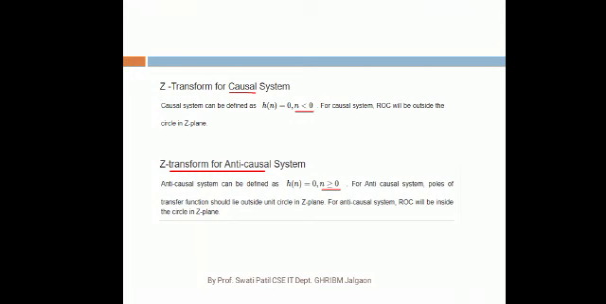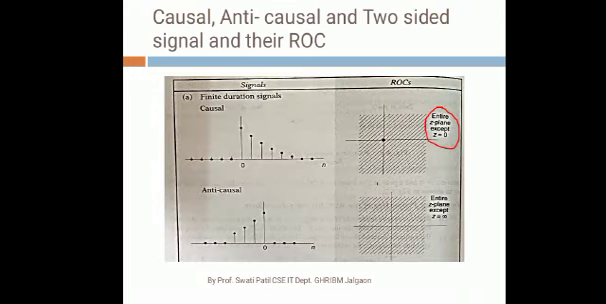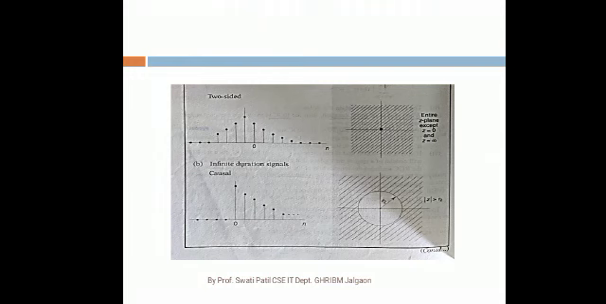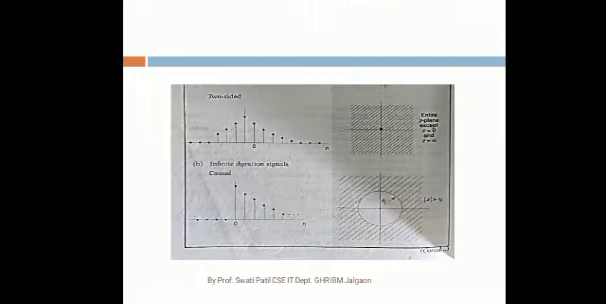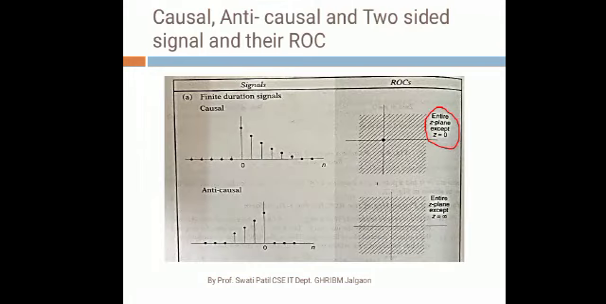Now let us see different scenarios for these ROCs, that is, region of convergence. So let us see causal, anti-causal and two-sided signals and their ROCs. Here we are going to discuss two types of signals, that is finite duration signals and infinite duration signals. Now there are causal signals, anti-causal signals and two-sided signals. So these are the three types of signals available.